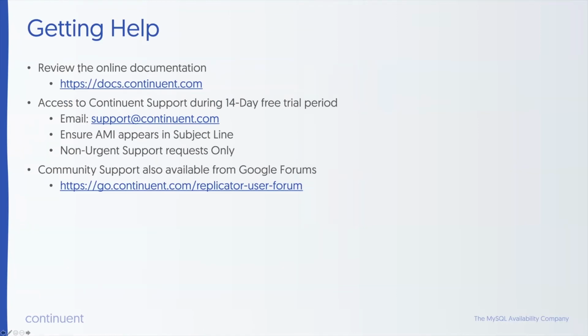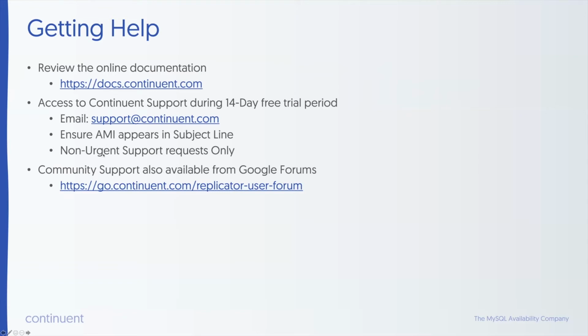How do you get help? Well, I've already alluded to the documentation. There's quite a lot of it available online, so you can view the docs here. When you first launch an AMI, it comes with a 14-day free trial period. During those 14 days, we will also provide you with support directly from Continuent. So if you need help during that period, email support@continuent.com. Just put in the subject line that you need assistance with the AMI, so that when it comes through, we can see it's about the AMI. And then just make sure it's marked not urgent.